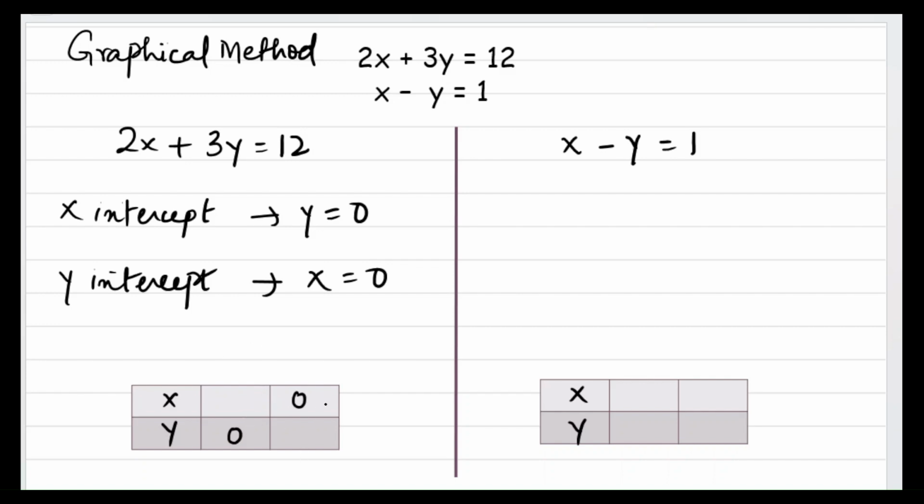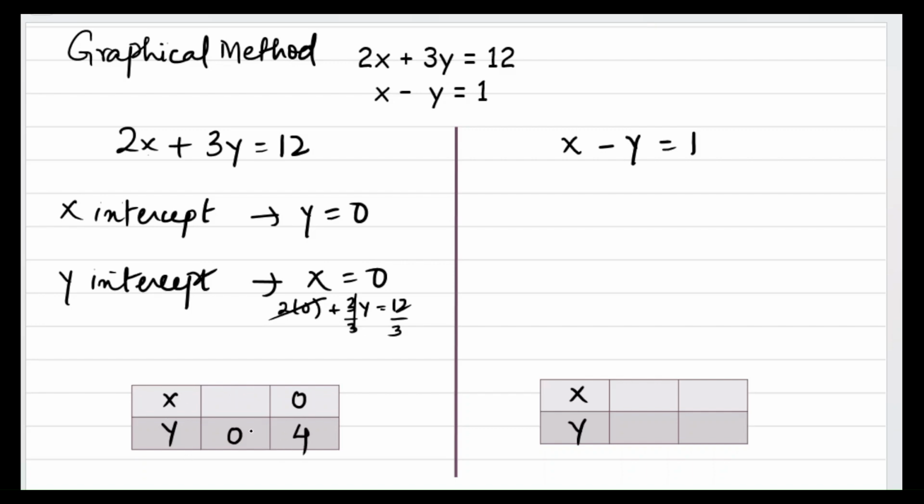Now you can do the calculations mentally or if you want to write, you can write also. If I put x as 0 over here for this part, 2 times 0 plus 3y is equal to 12. 2 times 0 is 0. So 3y equals 12 means what is the value of y? It's 4. 12 divided by 3 is 4. So when x is 0, y is 4.